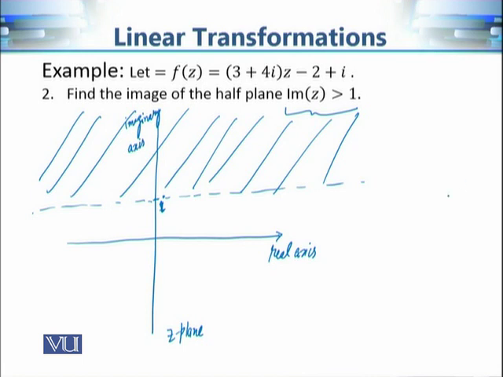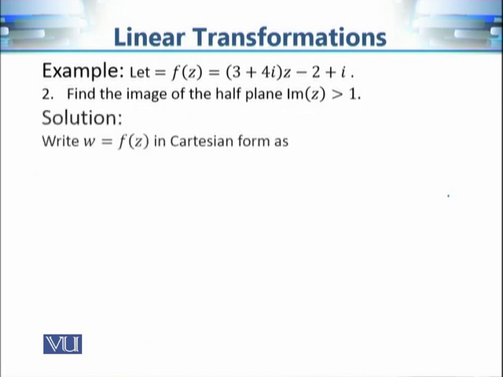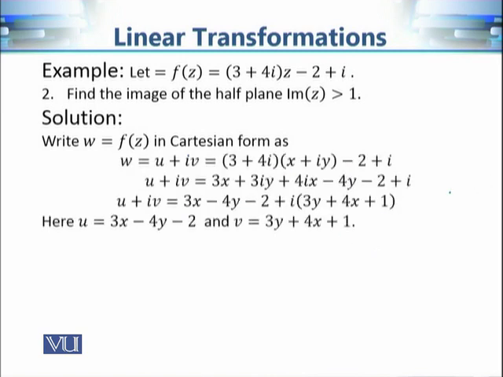Now what do we want to know? We want to know what is the image of this half plane under this linear transformation f of z. Now let's see how to find the answer. In the first step, we will find the real and imaginary parts of this complex valued function. So if we assume that z is equal to x plus iota y, then we want to find f of z, which is (3 plus 4 iota) multiplied by (x plus iota y) minus 2 plus iota.